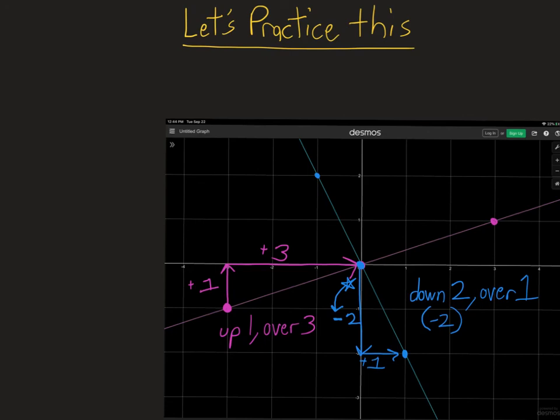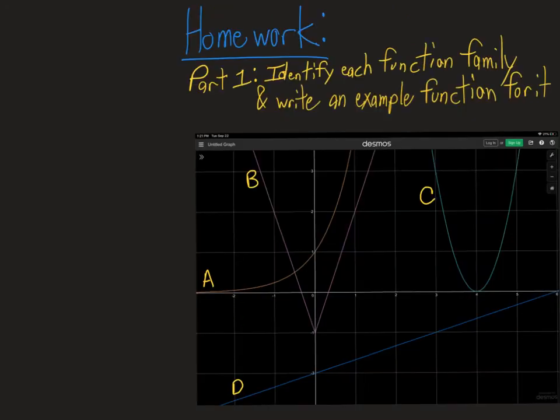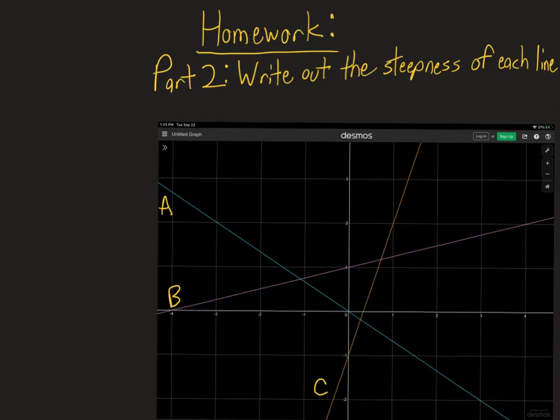All right, let's have you guys try and do this. Here's the first part of your homework. Part 1, identify each function family and write an example function for it. So just like we did before with examples. A, B, C, D, what are the names of those types of functions? And give me an example function which shows the characteristic that x has to make that type of graph. Remember, we've got x by itself, or x raised to an exponent, or x raised to a specific exponent. So write those out. And then when you're done with this, the next page here is part 2.